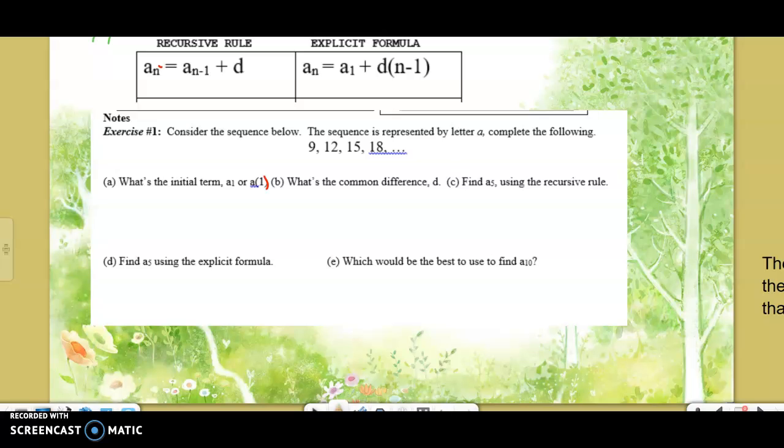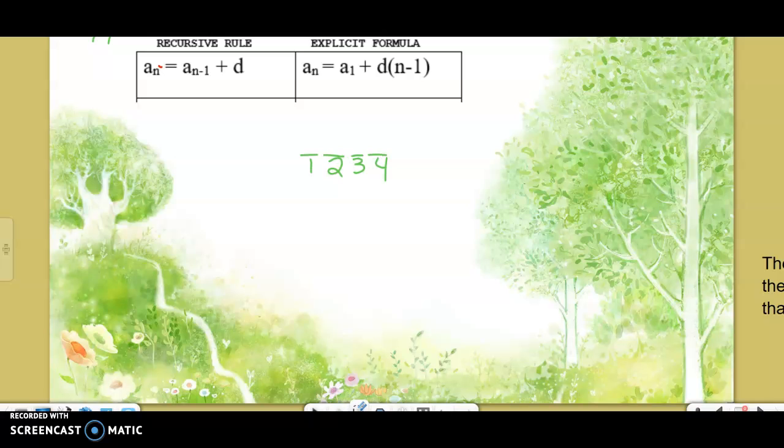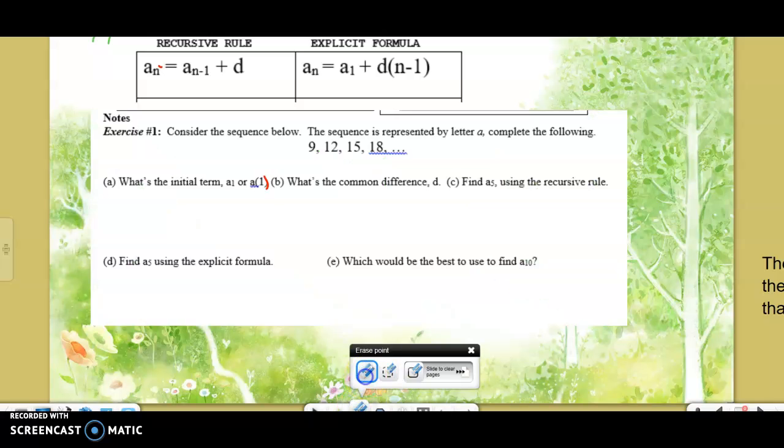9, 12, 15, 18. If we were trying to put these in an order, the first number would be 9. The second number would be 12. The third number would be 15. And the fourth number would be 18. So you've got numbers talking about numbers. And that's what makes it a little bit confusing for some people, that we have numbers and other numbers involved. But just understand that it's the first number, the second number, third number, and the fourth number in this sequence.